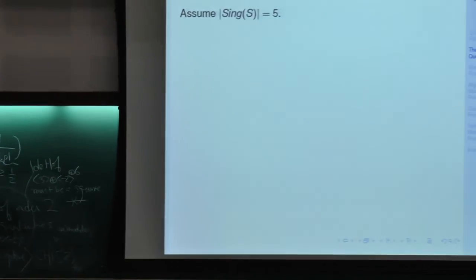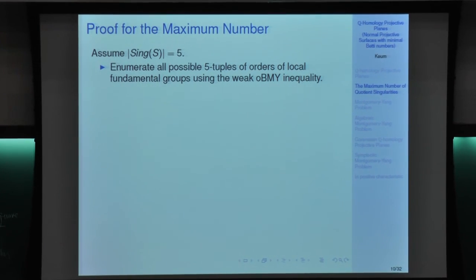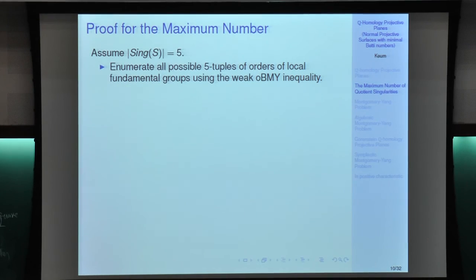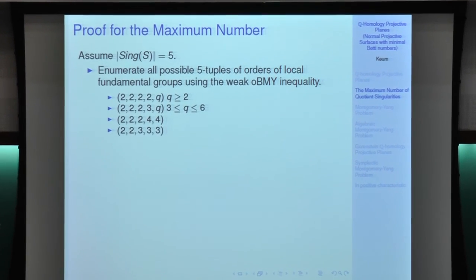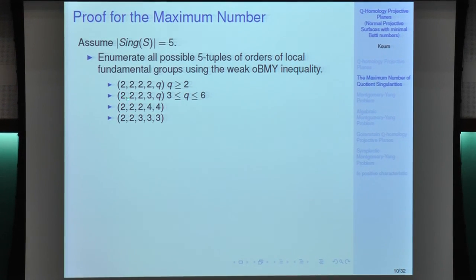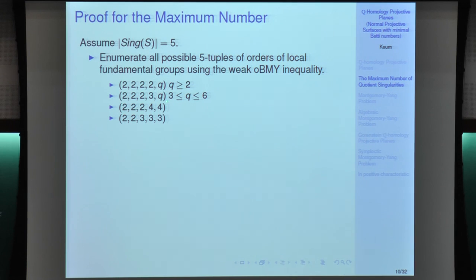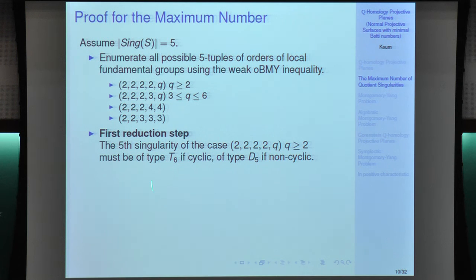One can proceed with the classification of such cases, and enumerate all possible 5-tuples of orders of local fundamental groups using the Bogomolov-Miyaoka-Yau inequality, and then we have only this short list, but it's not quite short, and these are only finitely many. The number Q, the last order, the fifth singularity, the order is 3, 4, 5, 6. So it's 6 sporadic cases, but this is a kind of infinite series for any Q. So the problem is how to reduce this case.